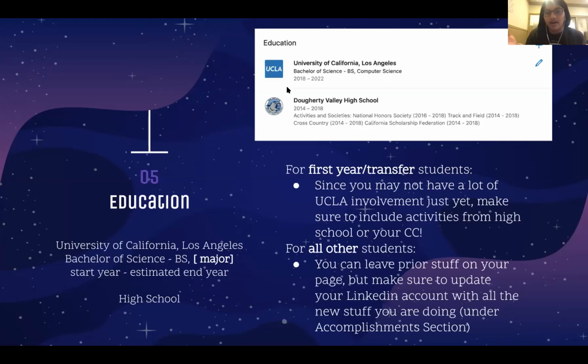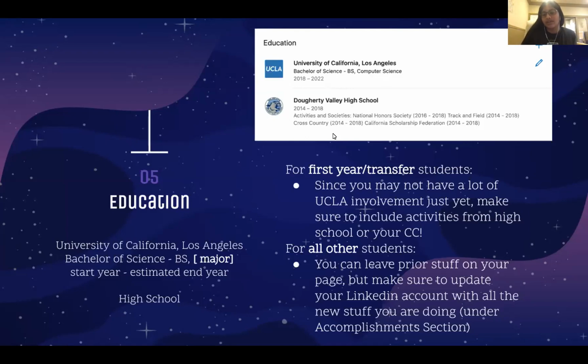And then on the bottom, on the screen, this is my example. So I have my high school and what years I went there and then the stuff that I did there. So if you're a first year or a transfer student, there's a little activity section underneath. So that's probably a little bit more important, to make sure you put your activities there, since you won't have a lot of stuff for UCLA.